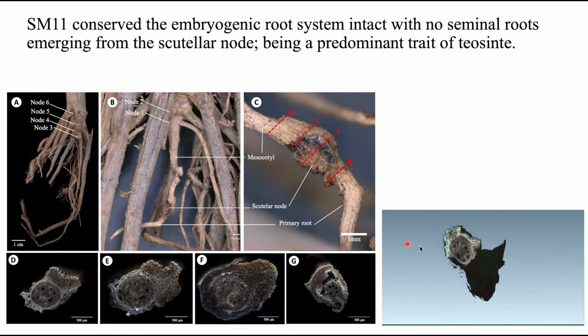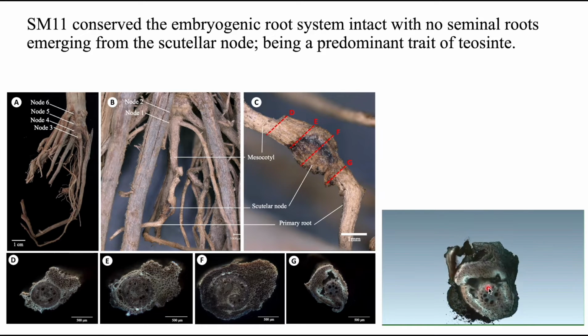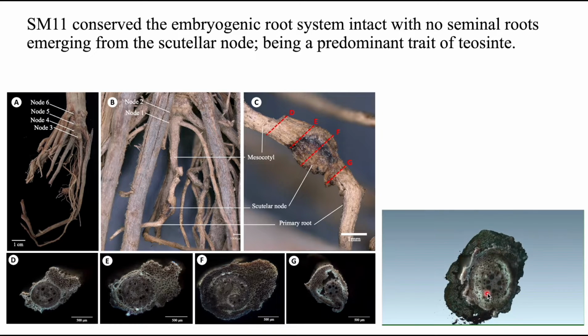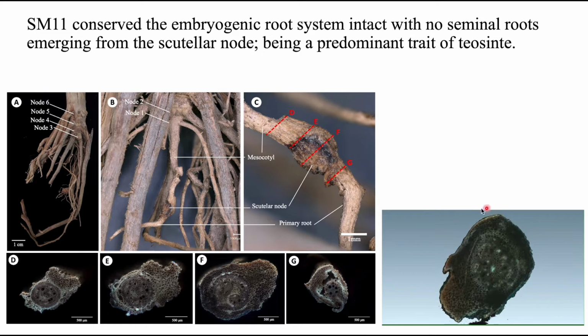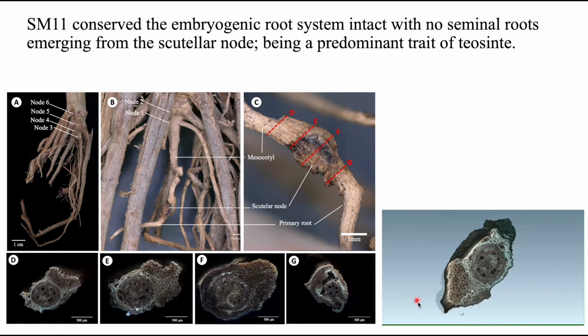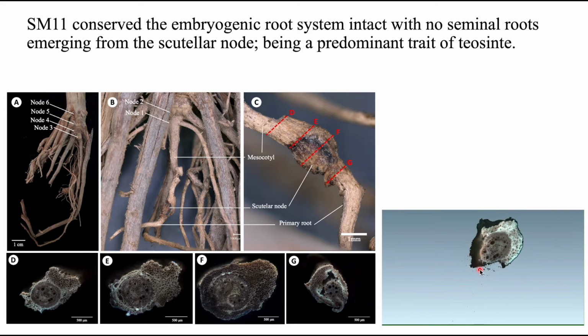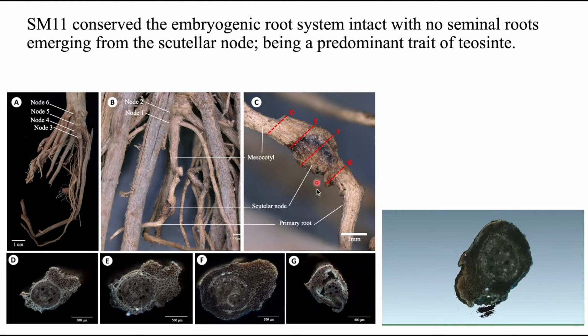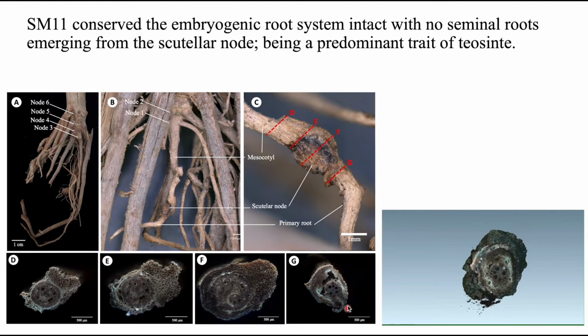If we observe any connection between the vasculature and the cortical tissues, we can tell that we have a seminal root developing from here. So this is the scutellar node, and as you can see, there is no development of structure between the vasculature and the cortex. So the answer was no, we don't have any seminal root. We just observe the development of a root in this part, which belongs to the primary root, and this will be a lateral root of the primary.